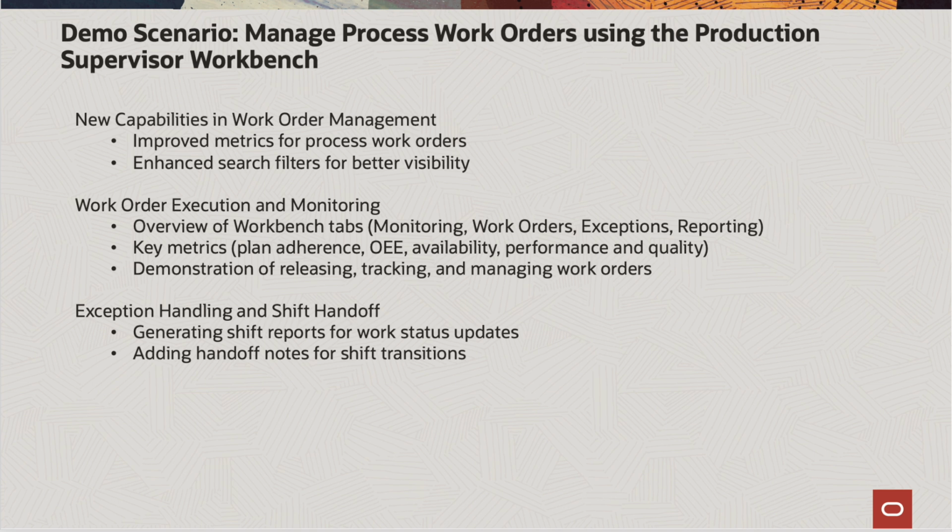Next, we'll walk through how work orders are executed and monitored within the workbench. We'll cover key tabs such as monitoring, work orders, exceptions, and reporting, and review critical metrics like plan adherence, OEE, performance, availability, and quality. Finally, we'll focus on exception handling and shift handoffs. You'll see how supervisors can generate shift reports and add shift handoff notes to ensure smooth transitions.